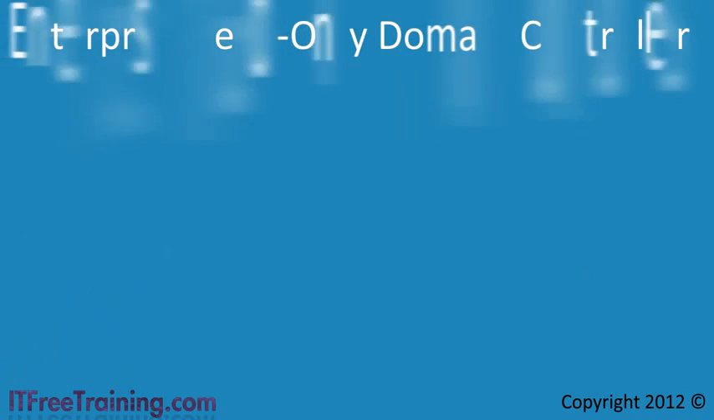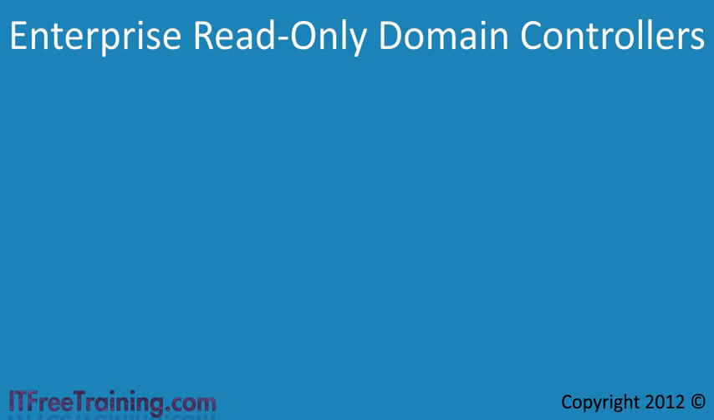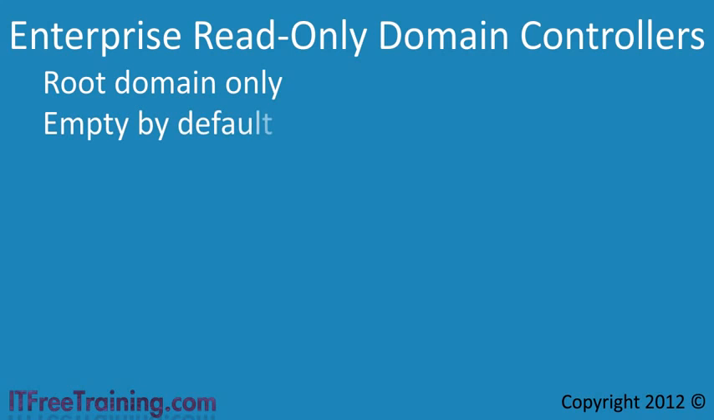The next group is Enterprise Read-only Domain Controllers. This group only exists in the root domain and is empty by default. Even if you promote a server to a read-only domain controller that exists in the root domain, the computer account for that server will not be added to this group. If you upgraded your domain from Windows Server 2003, depending on how you upgraded the domain, this group may not exist. If it does not exist, it will be created when you deploy your first read-only domain controller.